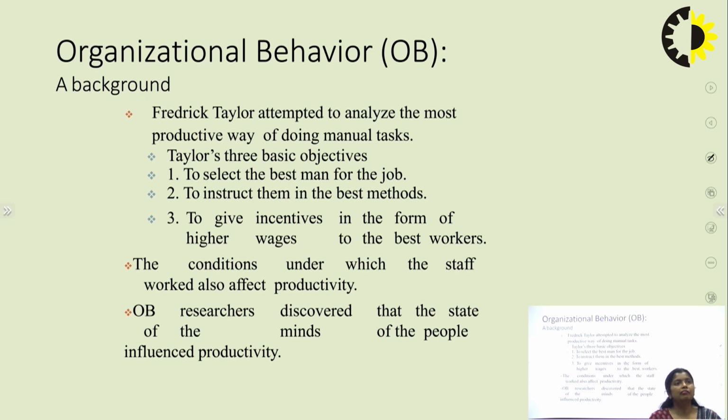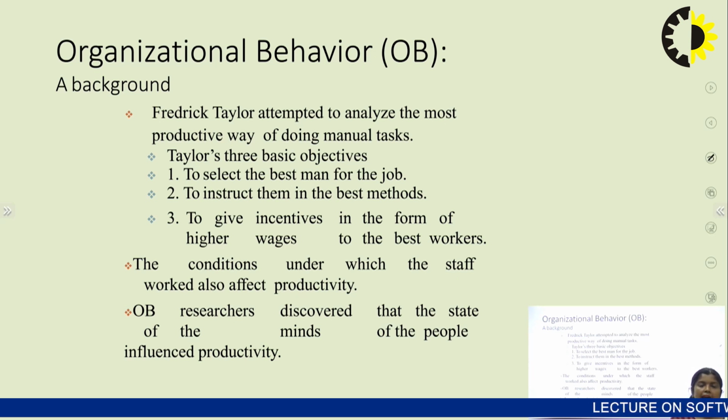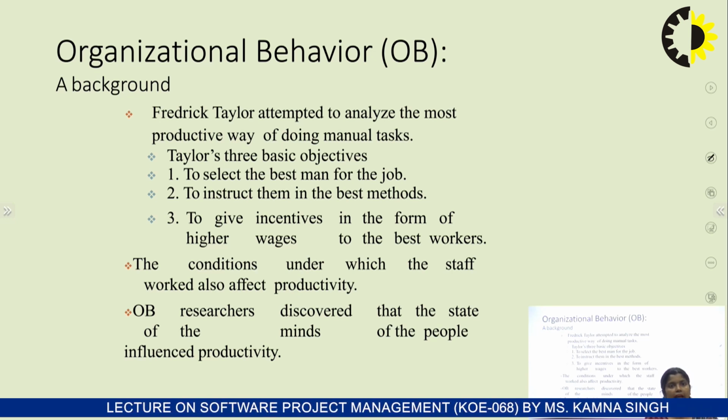Organizational behavior: Frederick Taylor developed one model, also called the Taylorist model, and in that Taylorist model there are 3 main factors. The first factor, for selecting the staff or team members to develop a software project, is to select the best man for the job. Best man means the best person who is eligible and suitable for that particular software project. The second thing is to instruct them in the best method, and when you are hiring a person who is suitable and who works very hard, that person should continue on that project. So there is a need for reward or motivation.